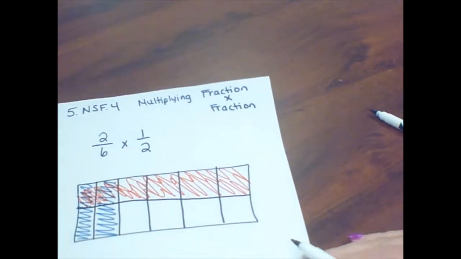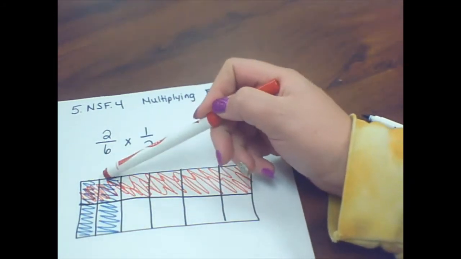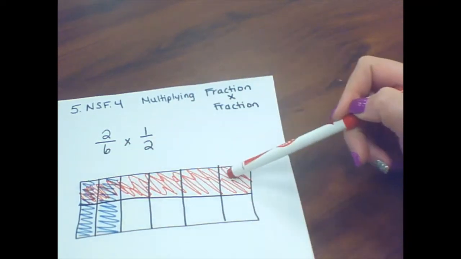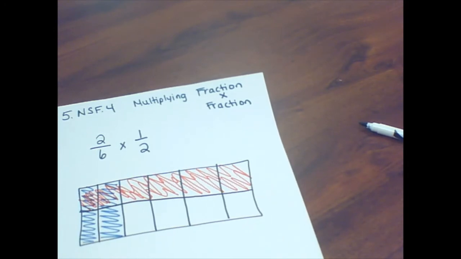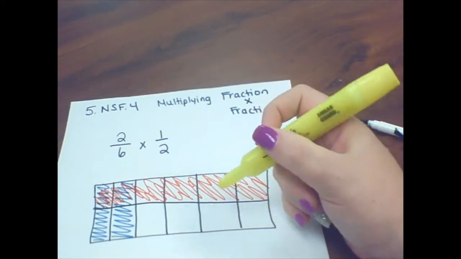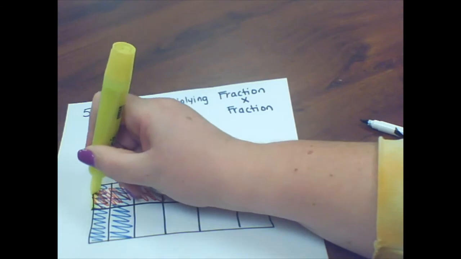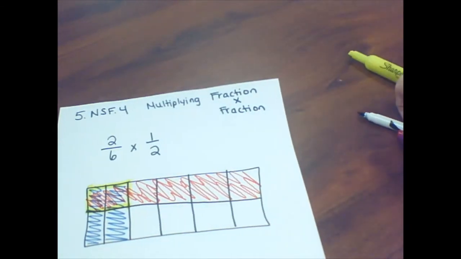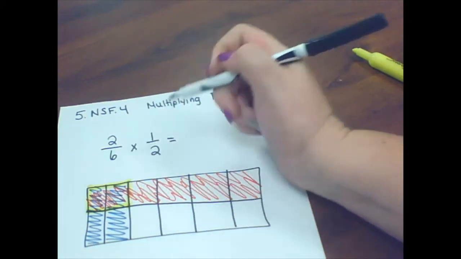So I've got it all shaded in. You can see here I've shaded my 2/6, 1, 2, 3, 4, 5, 6, and I've shaded my 1/2, 1, 2. All right. Now, how you find the answer is you look at the overlap. What boxes have the 2 colors shaded in it? Just these 2, right? So I highlight the overlap and I count. There were 2 boxes that had both colors in it.